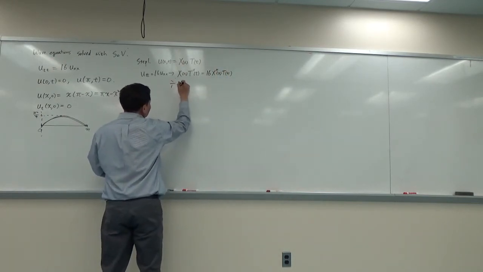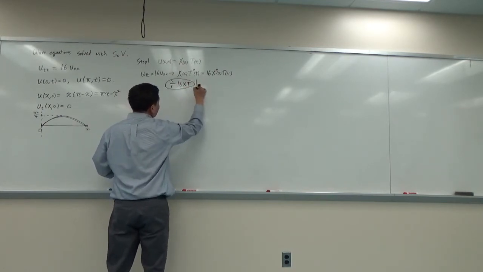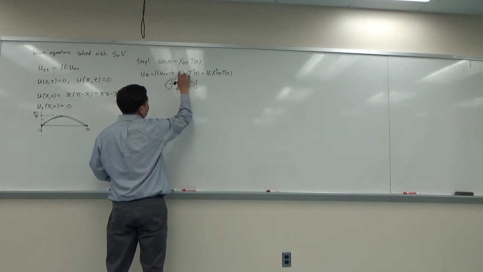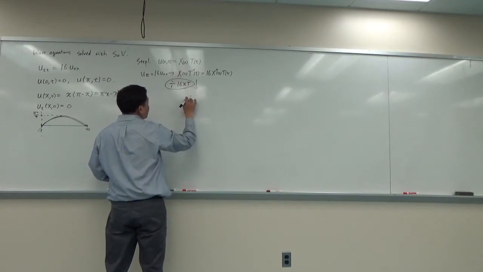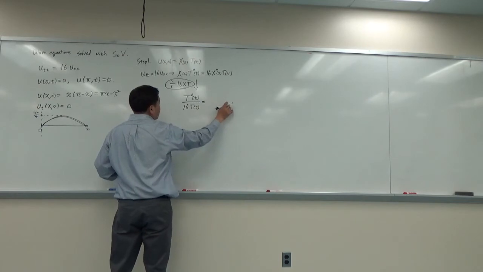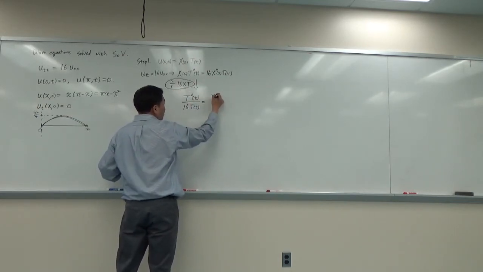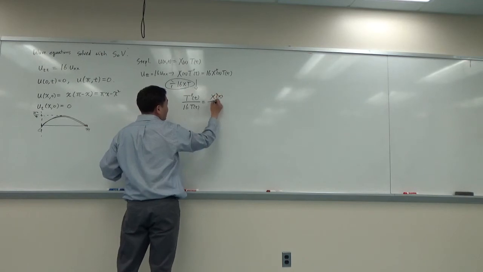Divide both sides by 16 X T. And that gives you, well, X divided by X will be gone. So on the left side, you're just going to have T''(t) over 16 T(t) equals, T and T will cancel, 16 will cancel, and you're going to end up with X''(x) over X(x).